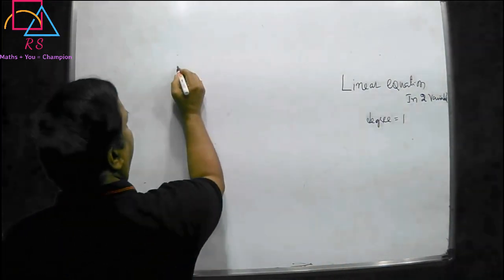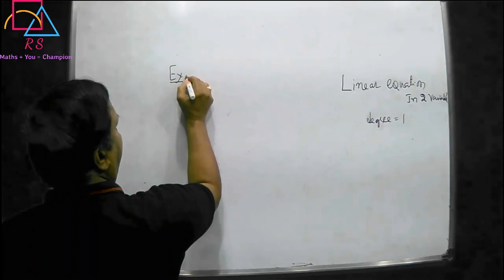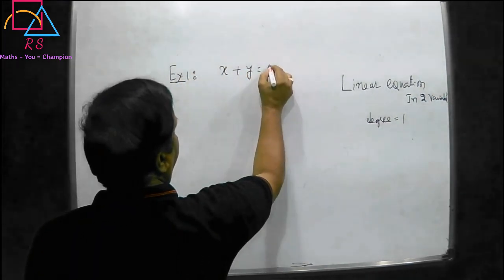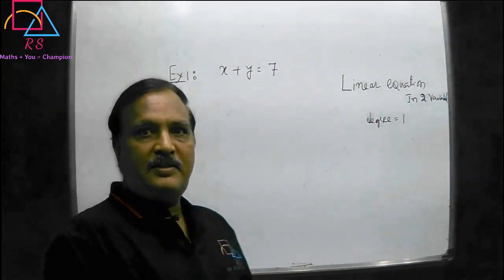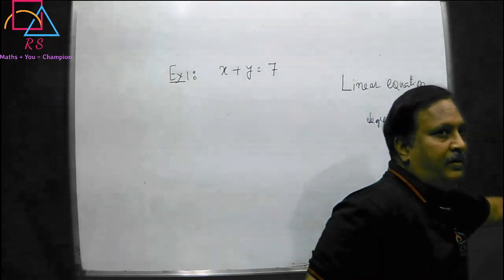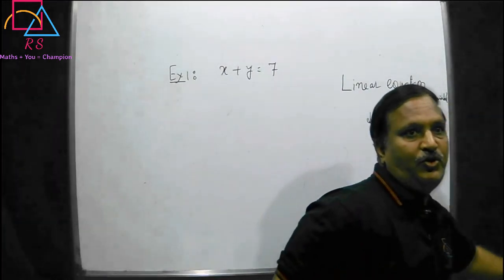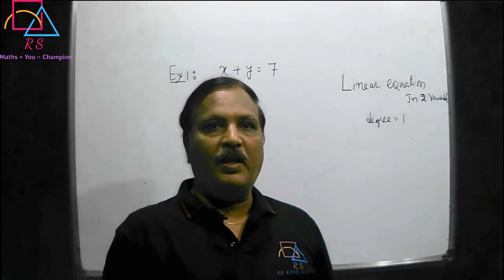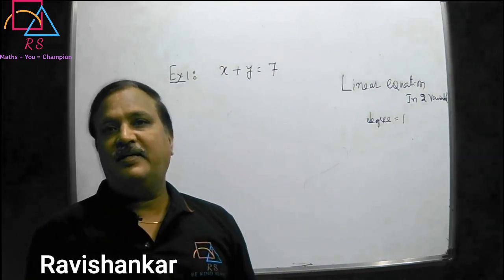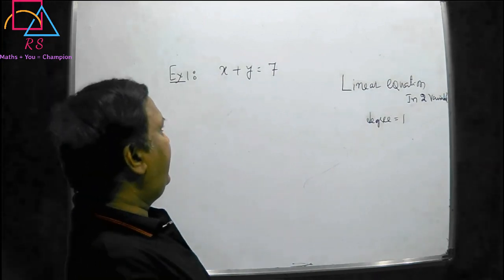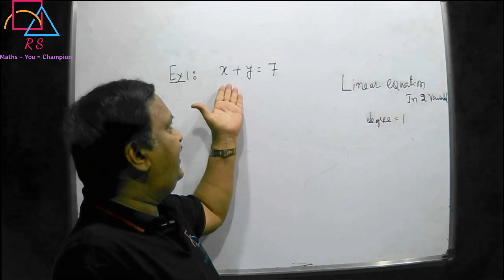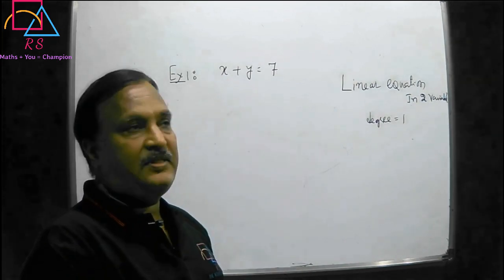Let me give an example. x plus y is equal to 7. This is an example of a linear equation in two variables. x is one variable, y is another variable, 7 is a constant. So, this is an example of a linear equation in two variables.